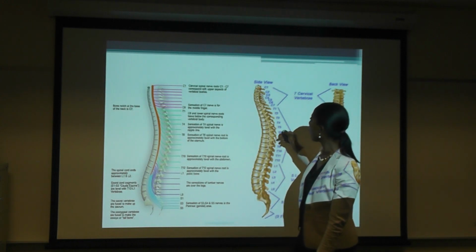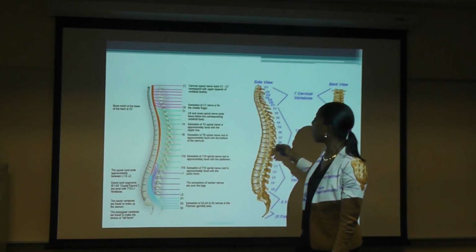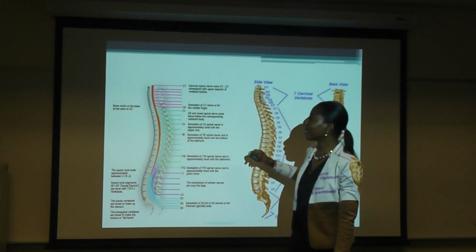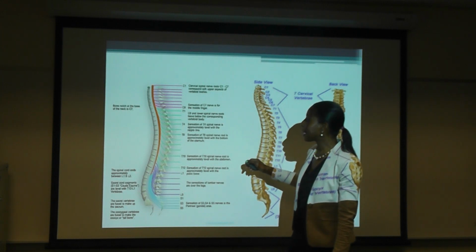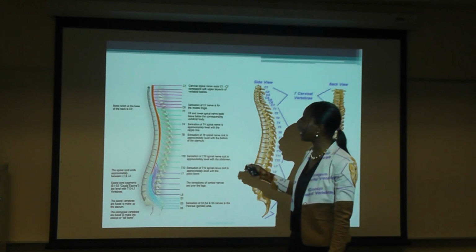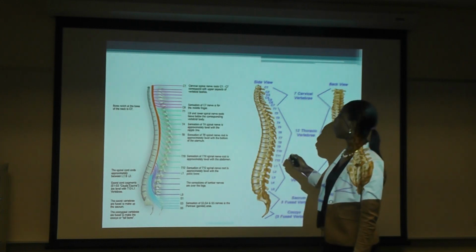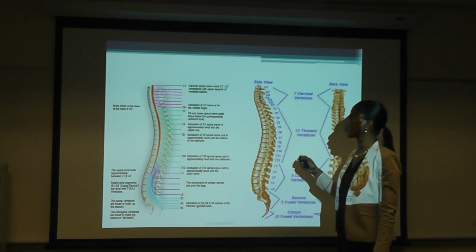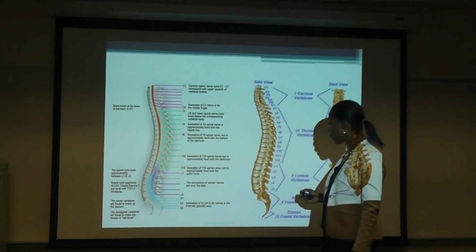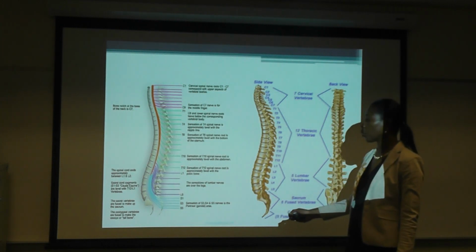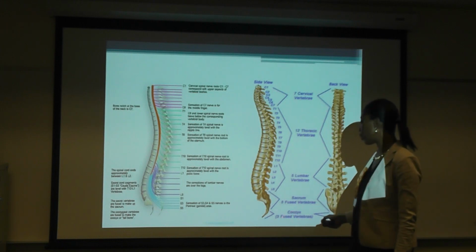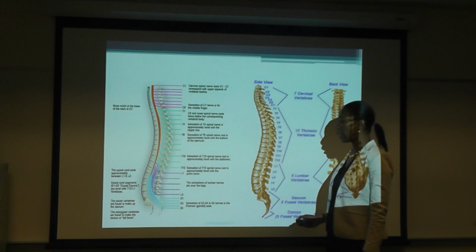Why? Because we have 7, 1, 2, 3, 4, 5, 6, 7, but the first cervical nerve comes up and over. And because that comes up and over, C8 comes down below C7. So you actually have 8 cervical nerves, and you have 7 cervical vertebrae. Then you have 12 thoracic nerves and 12 thoracic vertebrae. You have 5 lumbar nerves and 5 lumbar vertebrae. And then you have the sacral, coccygeal and sacral areas, okay?